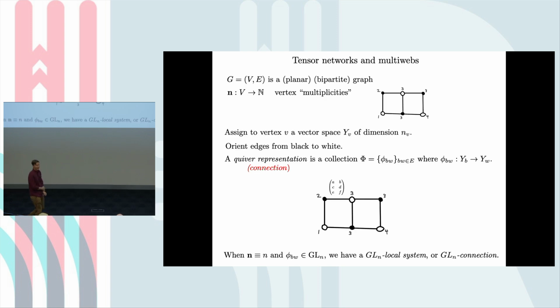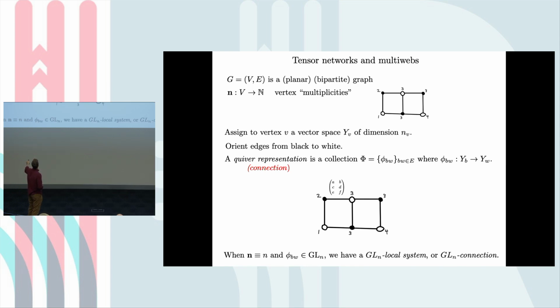Okay, so here's the setting. Everything is going to be a planar graph. In fact, a planar bipartite graph G. Although there are generalizations of what I'm saying if you remove either of those quantifiers or both. But let's just stick for this talk to a planar bipartite graph, for example, that one. And we're going to put, at each vertex, a positive integer multiplicity, vertex multiplicity, like here. And we're going to assign to each vertex a vector space of that dimension. So it's just a graph of vector spaces, if you like, of finite dimensional vector spaces.